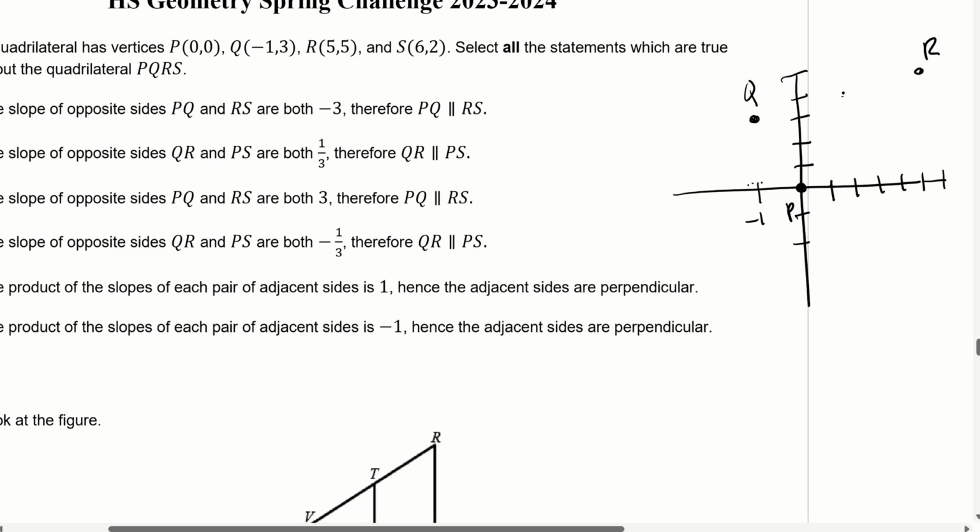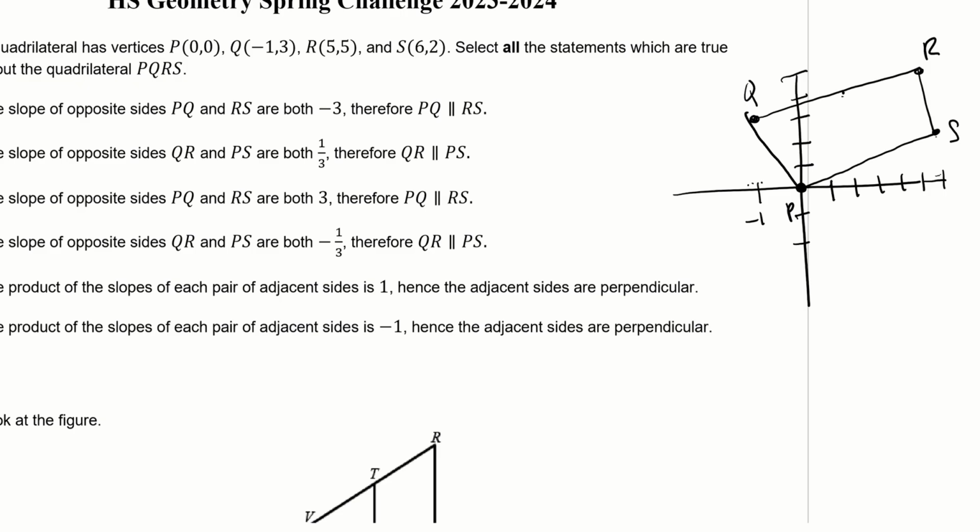Or no, S is 6, 2. Sorry about that. S is 6, 2. Let me double check that. So 0, 0, then I got -1, 3 for Q, and then I got 5, 5 for R, and then 6, 2 for S. Okay. All right, so we got that shape.